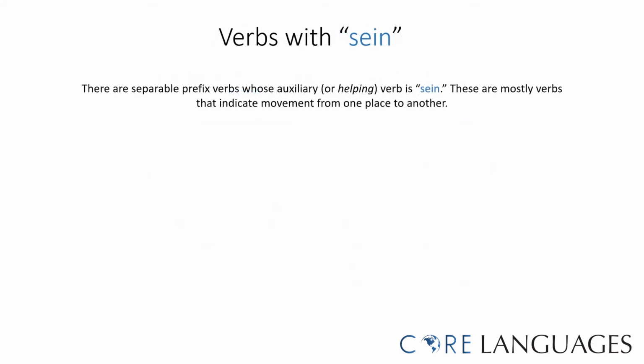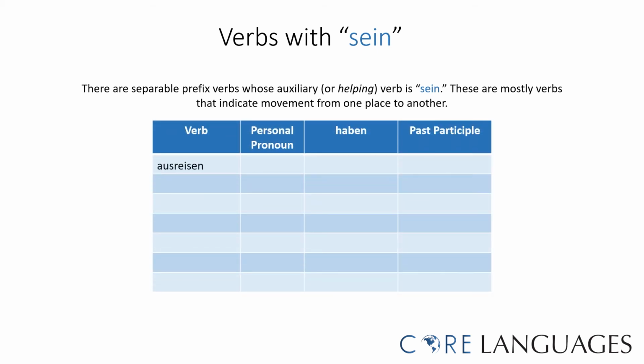Here are some examples of separable prefix verbs that form the present perfect with sein. These are often verbs that indicate movement from one place to another. For example, ausreisen, to depart or to travel out. Ich bin ausgereist. I have departed or I have traveled out. Einwandern, to immigrate. Du bist eingewandert. You have immigrated. Rauskommen, to come out. Es ist rausgekommen. It has come out.